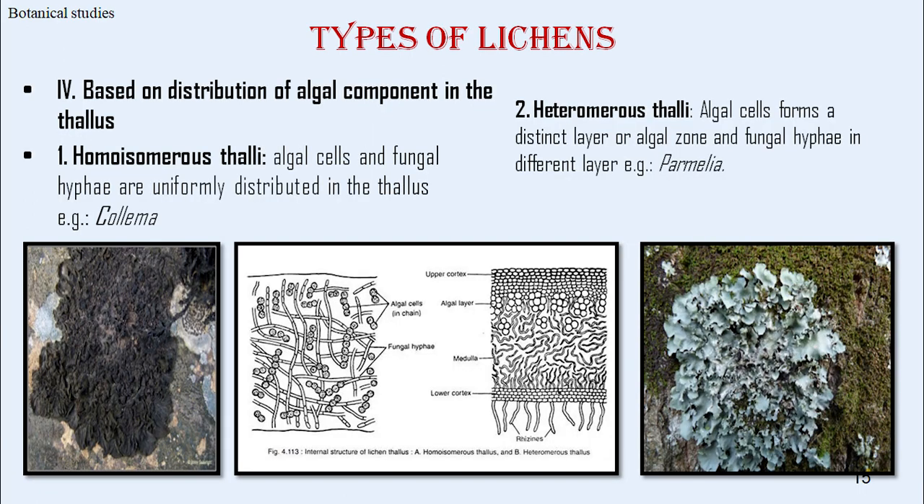Based on distribution of algal component in the thallus, there are two types of lichens: homoiomerous thallus and heteromerous thallus. In homoiomerous thallus, algal cells and fungal cells are uniformly distributed in the thallus. Example: Collema. In heteromerous thallus, the algal cells form a distinct layer or algal zone and fungal hyphae are in different layers. For example, Parmelia. So this is all about lichen.